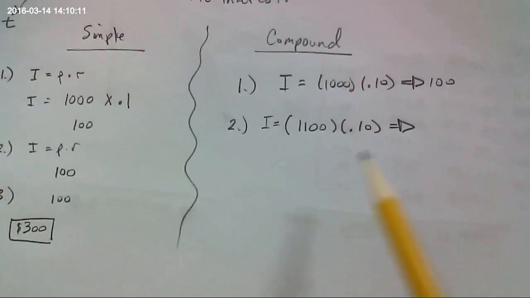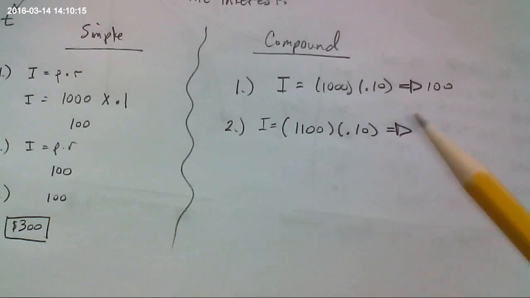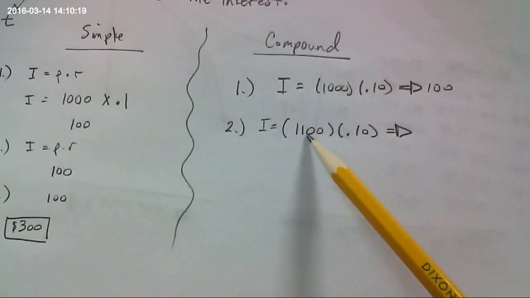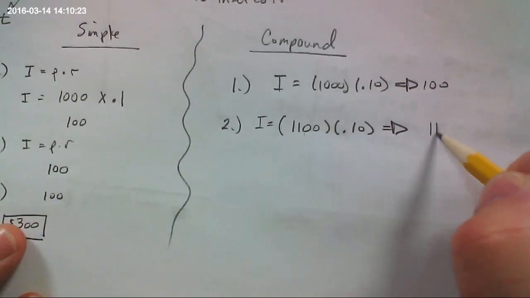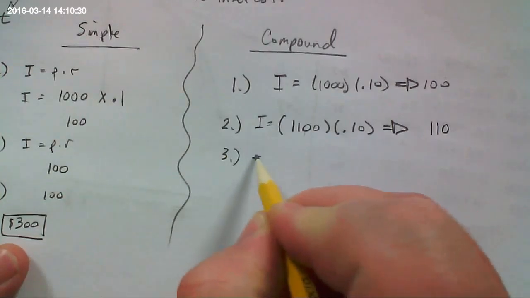Do you see why that changed? Yeah. That's the tricky part. It gets compounded. So the interest you earned in the first year gets added into the principal. And so now that is $110. Is that right? Yeah. Okay. Third year.